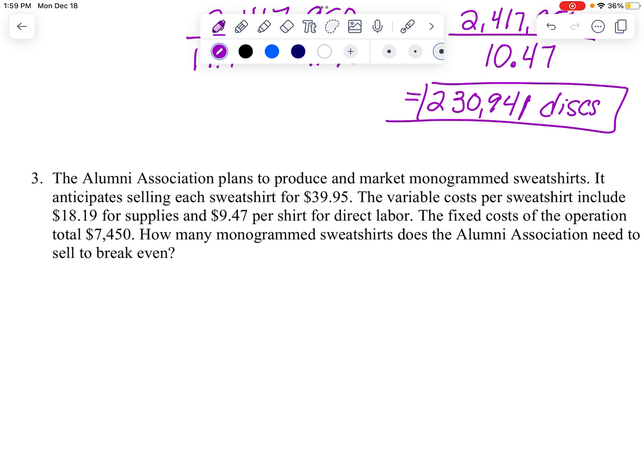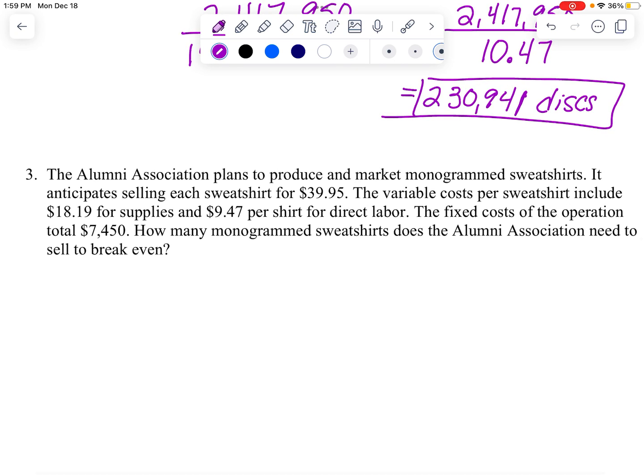Again, I'm leaving that answer up there in case you're still writing. It says the Alumni Association plans to produce and market monogram sweatshirts. It anticipates selling each sweatshirt for $39.95. The variable cost per sweatshirt includes $18.19 for supplies and $9.47 per shirt for direct labor. The fixed costs of the operation total $7,450. How many monogram sweatshirts does the Alumni Association need to sell to break even?